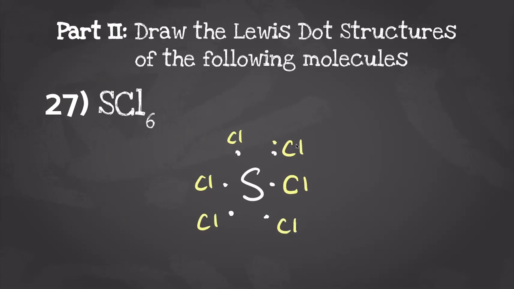Each chlorine is going to have 7 valence electrons. And I know it might seem like some of the chlorines are bonding with each other, but they're not. Each one is just bonded to the sulfur. Each chlorine is going to have 8. And sulfur is going to have a total of 6 bonds, which would be 12 electrons in total.